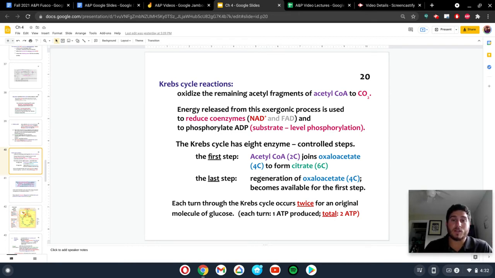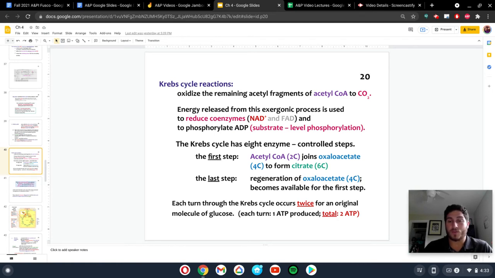Energy is going to be released. This is going to be an exergonic process. And we're also going to see a reduction in coenzymes NAD plus and FAD, which is going to make NADH and FADH. All right. So with that said, those are going to be the coenzymes, the electron carriers that we're going to see later on in the electron transport chain at the end. So the Krebs cycle has 8 enzymes in very specific controlled steps.